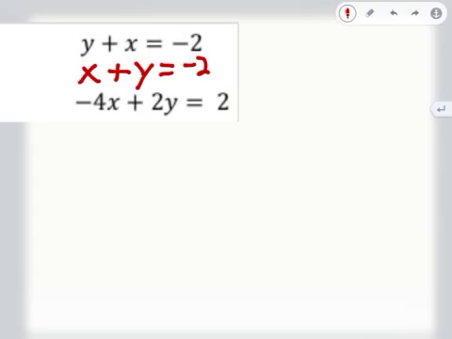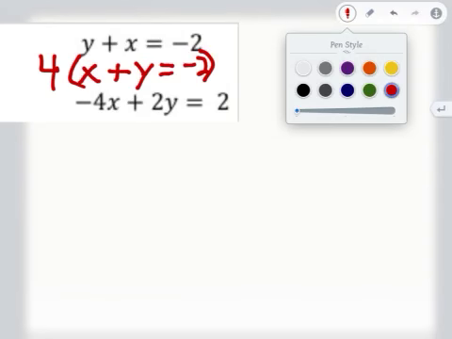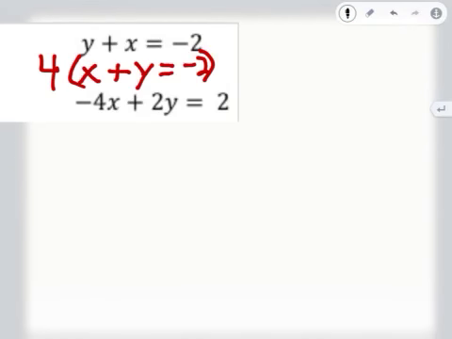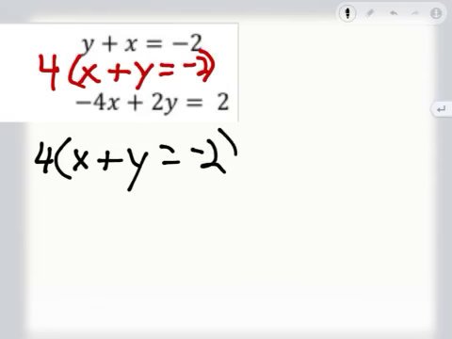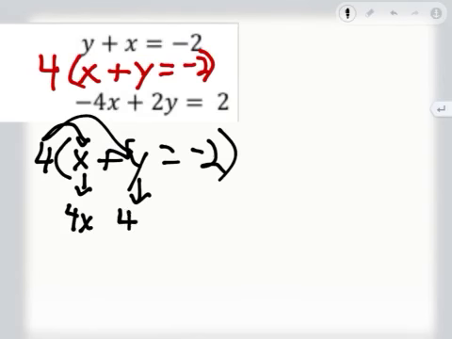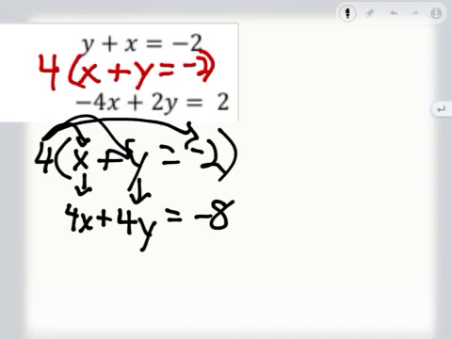So I'm going to multiply this entire first equation by a positive 4. Let me show you what that looks like. We have 4 times x plus y equals negative 2. 4 times x is 4x, 4 times y is a positive 4y, and 4 times negative 2 is negative 8. Now you see my equation has opposites: a negative 4x and a positive 4x.